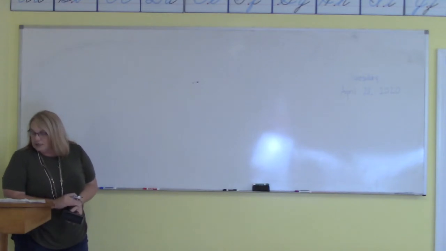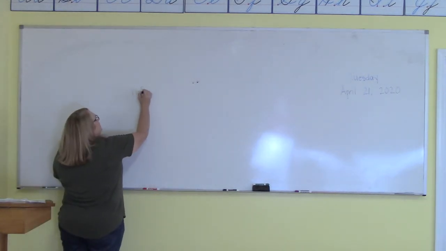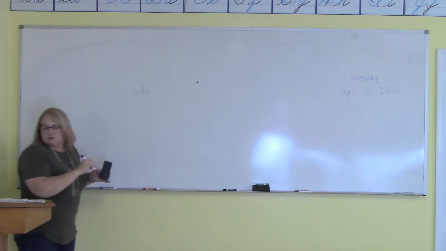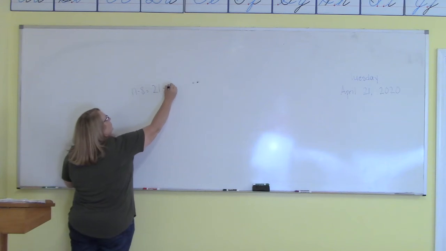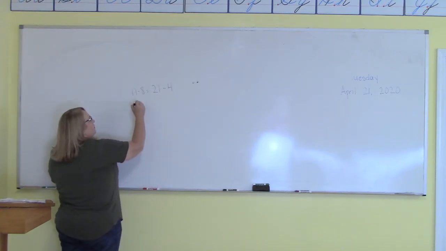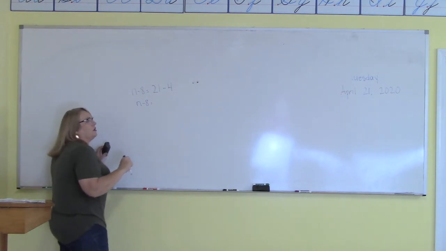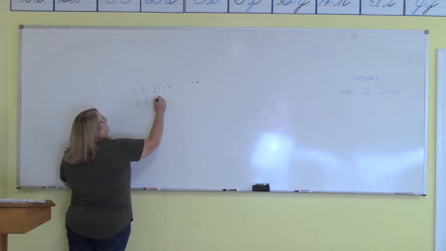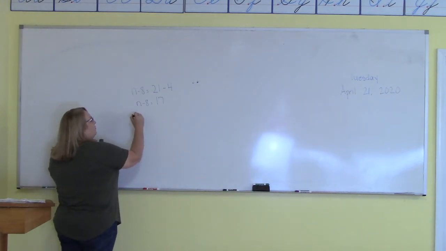All right, and C. We have n minus 8 equals 21 minus 4. Solve what we know first. N minus 8 equals, what's 21 minus 4? 17. Now we have to get n by itself.